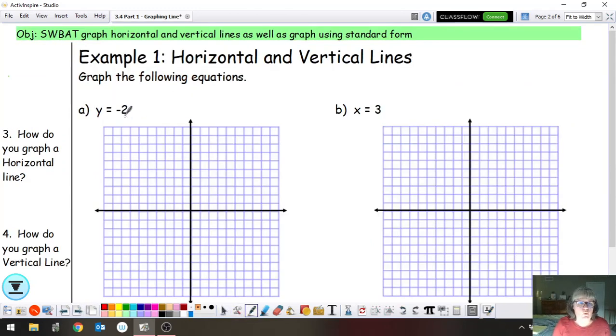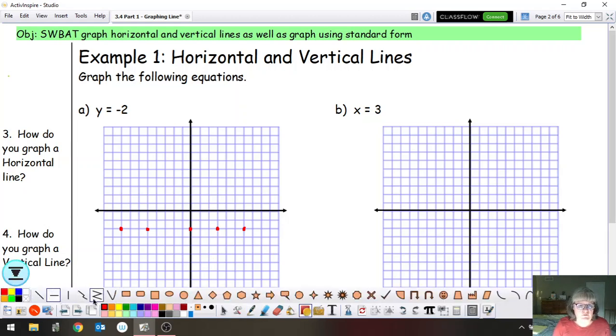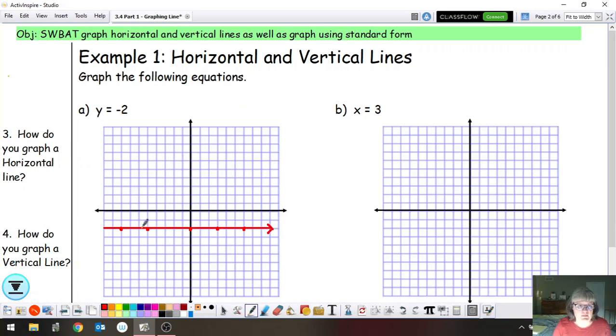Here I have y equals -2. Well, if I have y equals -2, that means every single point on my line is going to have a value of -2 for its y value. So I can plot that on the y-axis, and I can find all kinds of other points that have a y value of -2. And as you can see, that's going to be a horizontal line. And then I can graph a horizontal line through those points. And because it is a line, I want to make sure to put arrows on the end, because lines continue on in each direction.